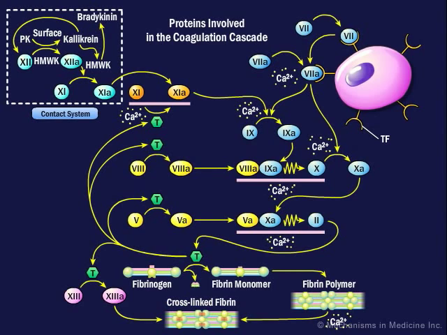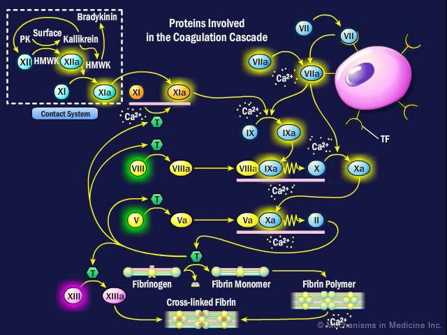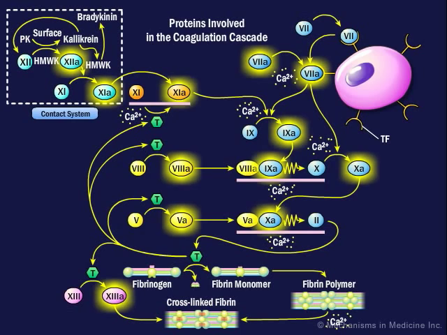There are zymogens, or inactive precursors, of serine proteases: factor 2, factor 7, factor 9, factor 10, factor 11, and factor 12. Serine proteases are enzymes with the amino acid serine in their active site that hydrolyze specific peptide bonds. There are cofactors: tissue factor, factor 8, and factor 5. And there is a transglutaminase zymogen, factor 13. A transglutaminase is an enzyme that forms peptide bonds between the side chains of glutamine and lysine amino acid residues. Finally, there is fibrinogen. Note that an activated coagulation factor is indicated by the suffix A.